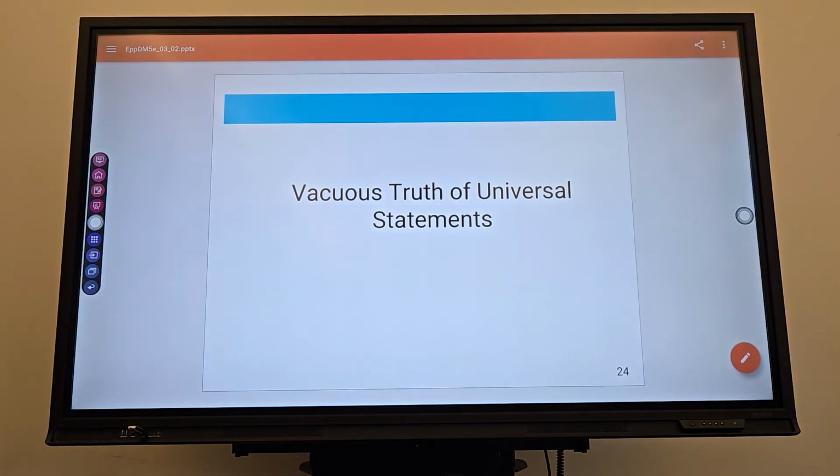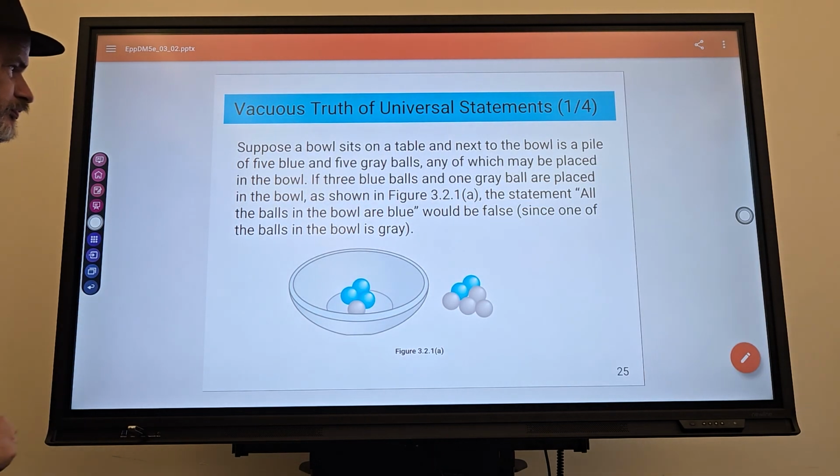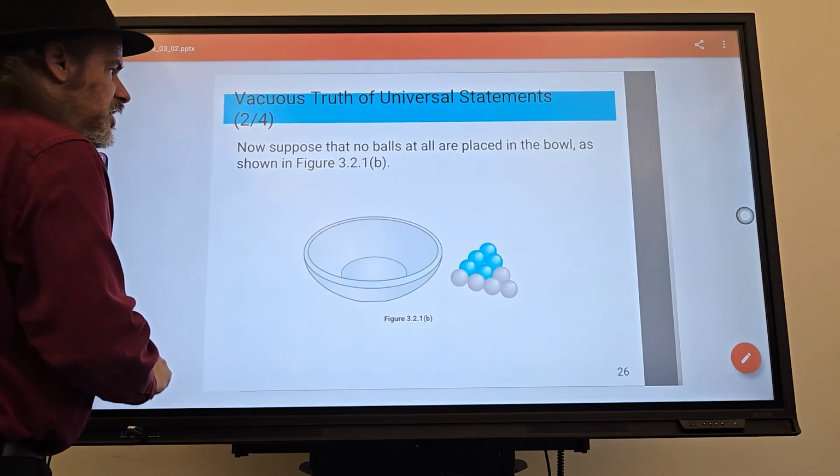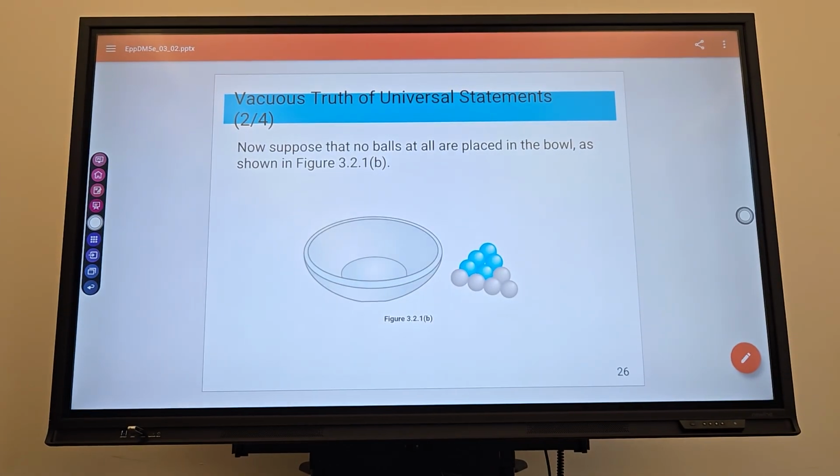Vacuous truth of universal statements. This is best shown with an example. Suppose a bowl sits on a table and next to the bowl is a pile of 5 blue and 5 gray balls, any of which may be placed in the bowl. If 3 blue balls and 1 gray ball are placed in the bowl as shown, then the statement all balls in the bowl are blue would be false, since 1 is gray. Kind of a gimme. Okay, now suppose that there are no balls placed in the bowl.